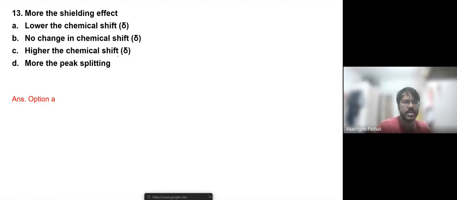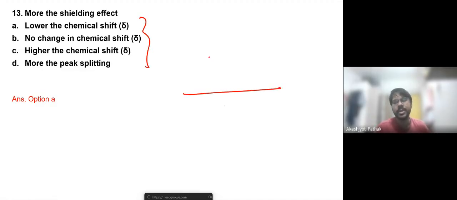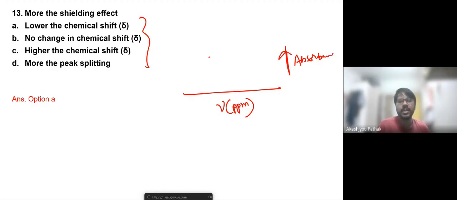We will discuss this concept in the next class. But if the shielding effect is more, then the chemical shift will be lower. Okay, because it has an induced magnetic field which will oppose the applied magnetic field, and therefore the chemical shift. This chemical shift is denoted in ppm, and here you have the absorbance. Because it has a local magnetic field, the externally applied magnetic field will be screened. The local magnetic field will screen the externally applied magnetic field, and the more the shielding, the less the chemical shift. Okay, the chemical shift will be less.